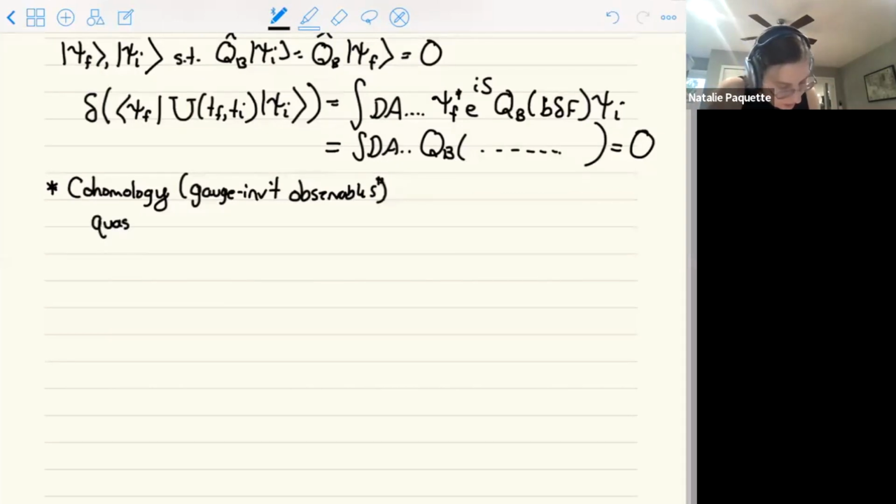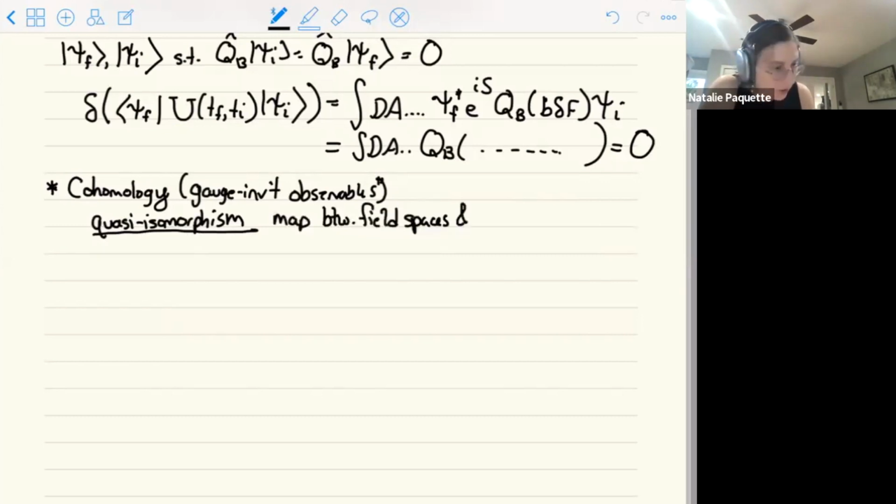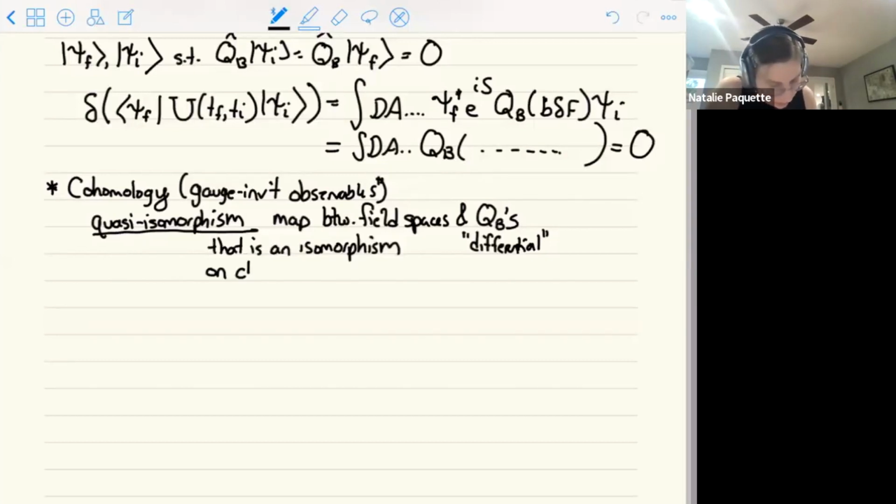So this notion in mathematics is called a quasi-isomorphism. A quasi-isomorphism is going to be a map between these enlarged spaces of fields and the symmetry generators, which in mathematical terms will be called a differential, that is an isomorphism at the level of cohomology. So in BRST and also more generally in twisting, typically you can work at the level of quasi-isomorphism, choose whichever bigger space of fields and differential is the most useful to you, provided at the end of the day you get back the cohomology that you want. So that terminology is pretty common.